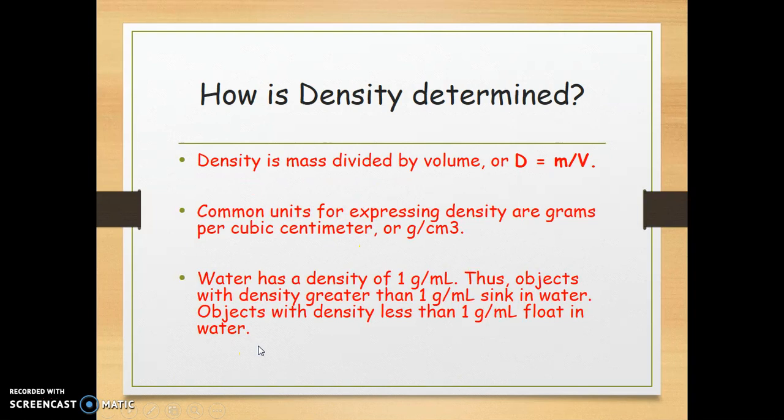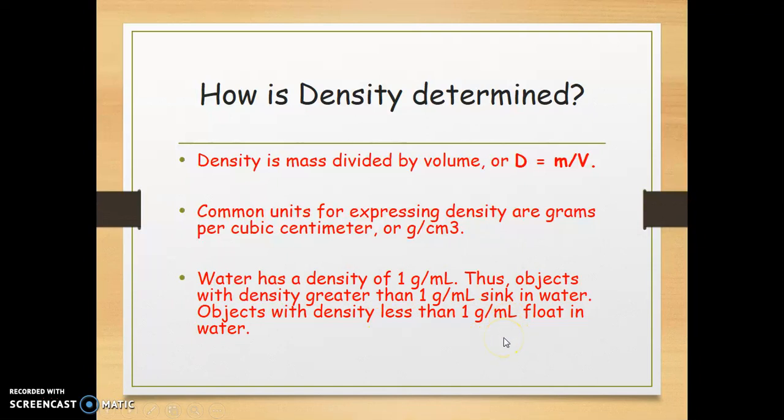We calculate density as mass divided by volume, or D equals m/v. Common units for expressing density are grams per cubic centimeter. This is the way we write density. Water has a density of 1 gram per milliliter. So anything that has a density greater than 1 gram per milliliter will sink in water, and objects with a density less than 1 gram per milliliter are going to float in water.